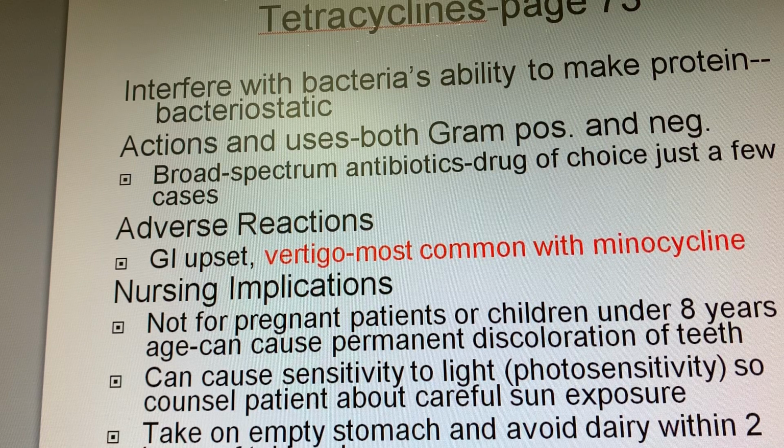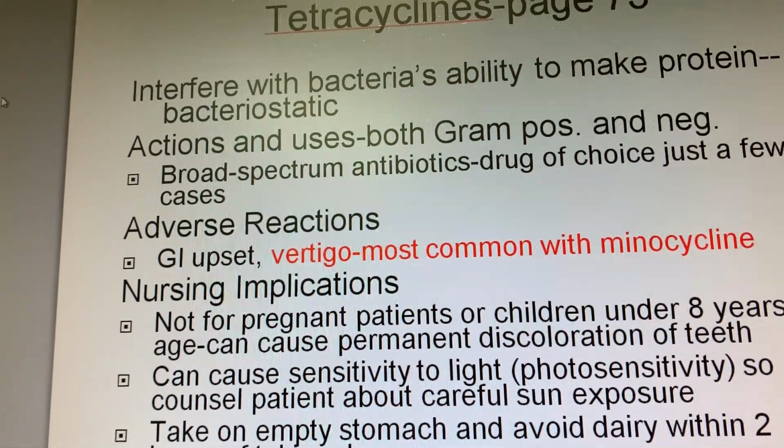One of the drugs is a drug called minocycline. Minocin, M-I-N-O-C-I-N, is the trade name. And this is a commonly prescribed drug for adolescents with acne, especially that early acne that ends up looking kind of rashy. Very effective for that, but the most common adverse reaction is vertigo. So if a young person or an adult starts minocycline and they notice that they're dizzy and maybe have some nausea and vomiting, it's probably the minocycline and they need to get switched to something else.